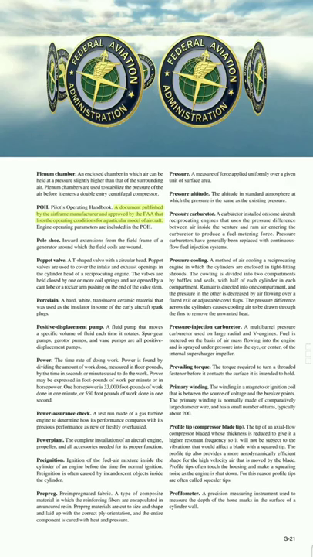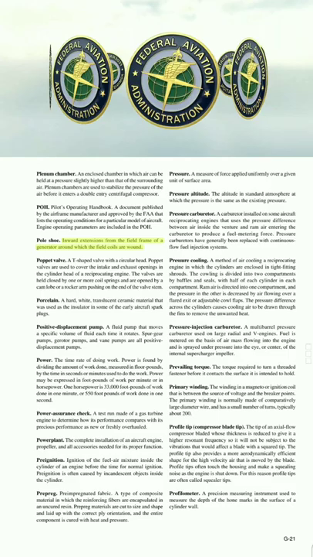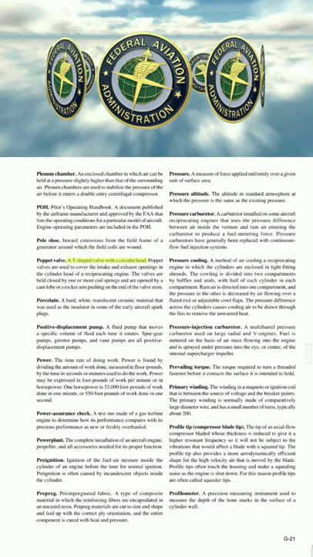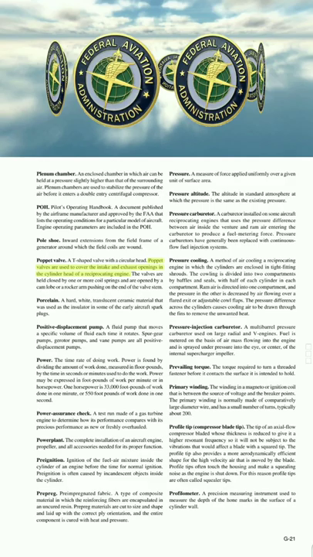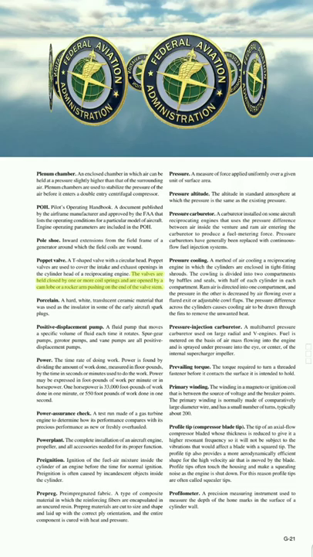Pole shoe. Inward extensions from the field frame of a generator around which the field coils are wound. Poppet valve. A T-shaped valve with a circular head. Poppet valves are used to cover the intake and exhaust openings in the cylinder head of a reciprocating engine. The valves are held closed by one or more coil springs and are opened by a cam lobe or a rocker arm pushing on the end of the valve stem.